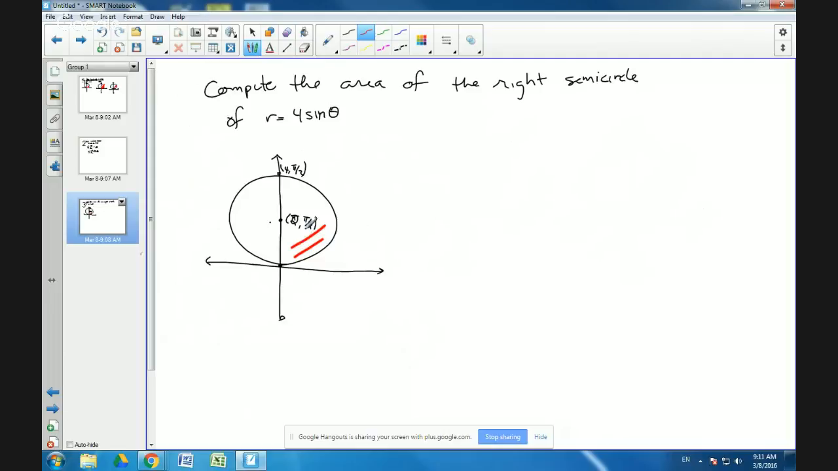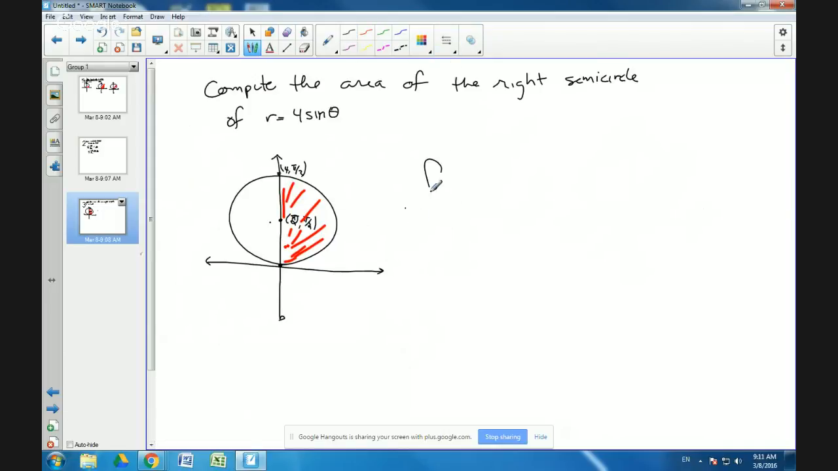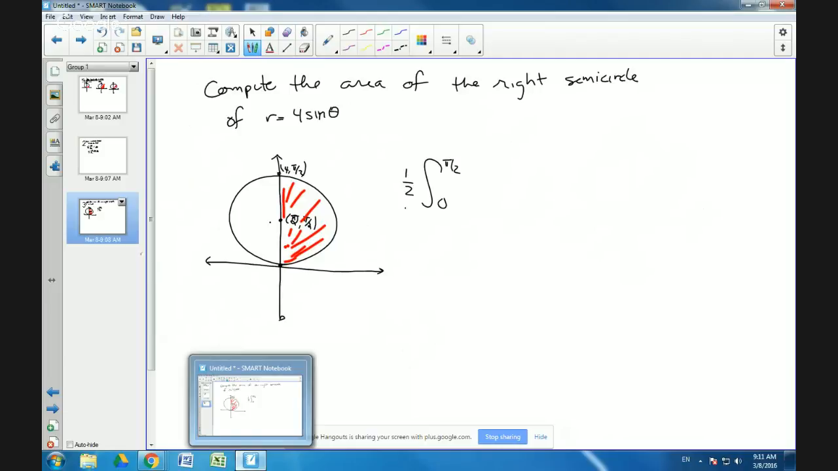So what are my bounds? 0 to pi over 2. And 1/2 out front, right? And then the rest of it is r squared, so 4 sine squared theta.